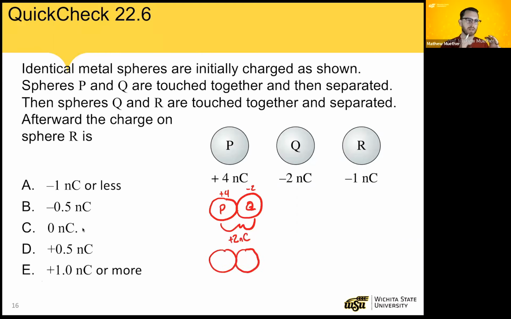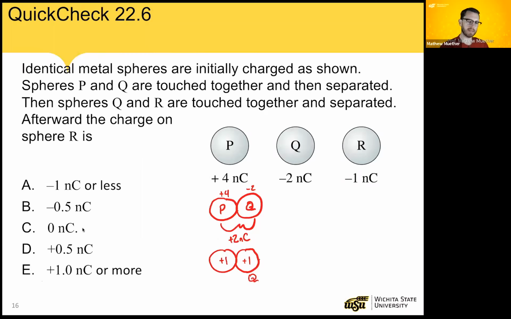Well, it's a conductor, so the charge distributes itself uniformly. That means I have to have a positive 1 nanocoulomb of charge on this side of the sphere and positive 1 on this side, right? I have 2 identical spheres and the charge is uniformly distributed, so half the charge has to be on each side of the system. So now I see that object Q, after I touch those 2 objects together, ends up being a sphere with 1 nanocoulomb of charge on it.